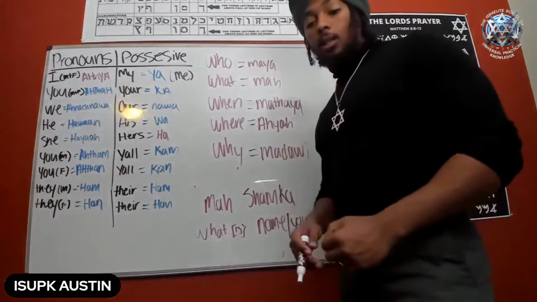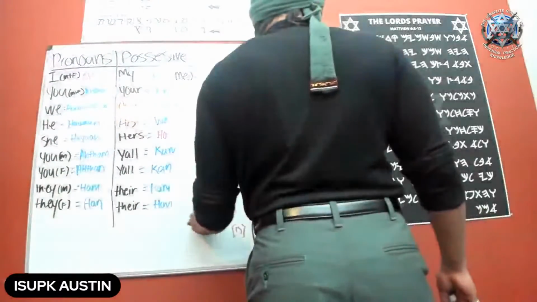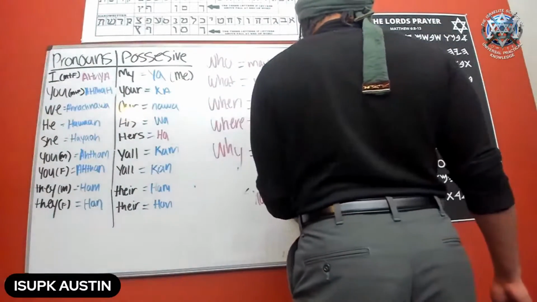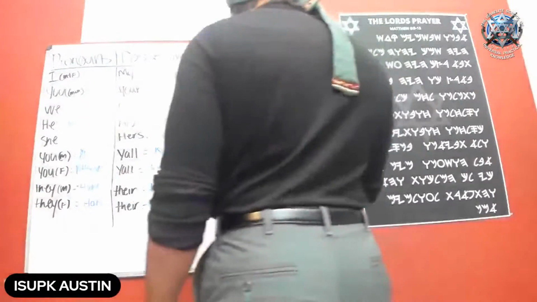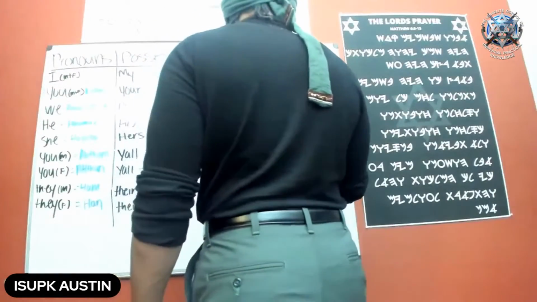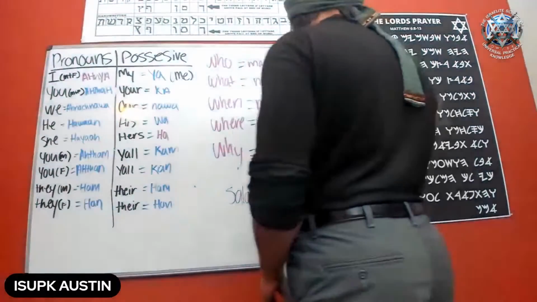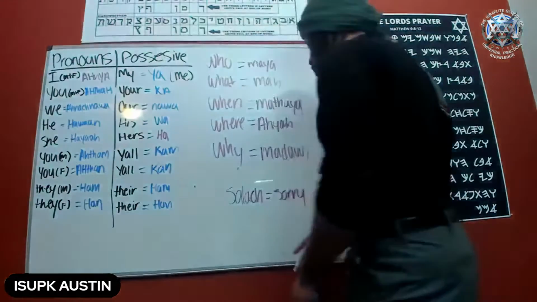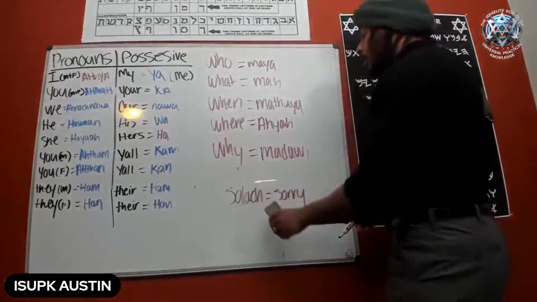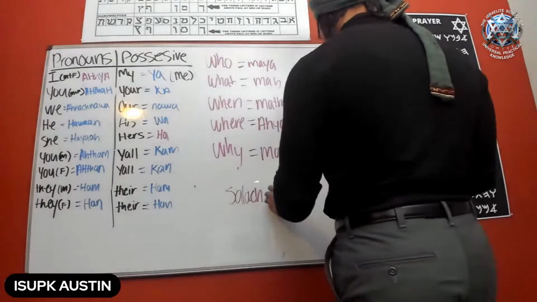Another example I've been saying this whole day is Salakia. So I said Salak means sorry. Salak equals sorry. So if I say Salakia, I'm sorry, right?